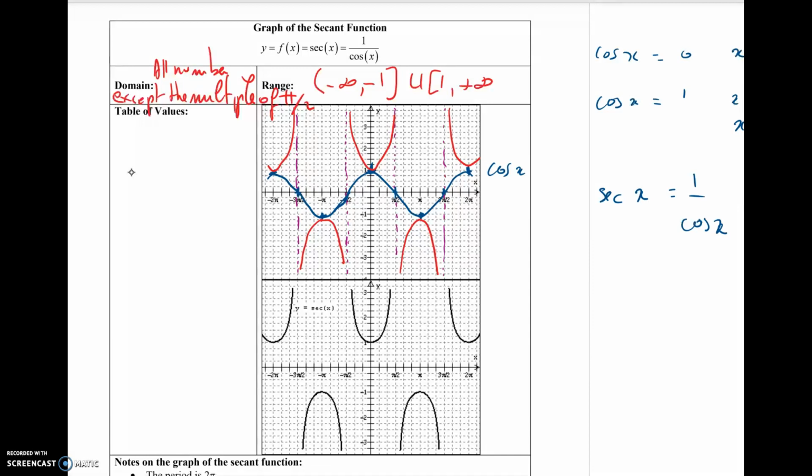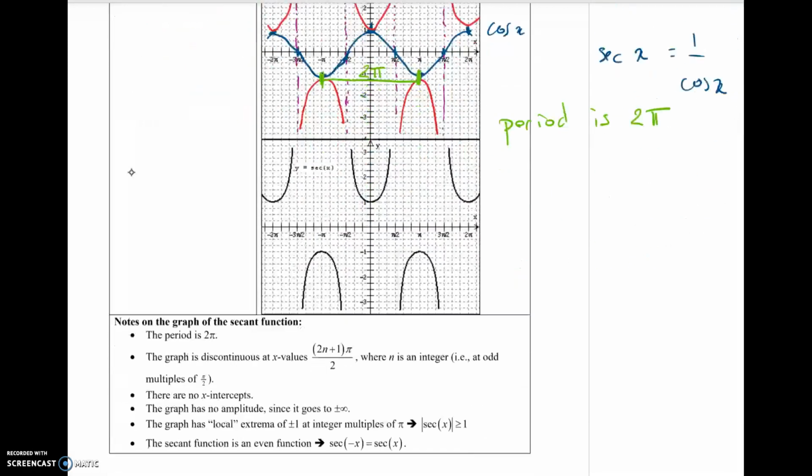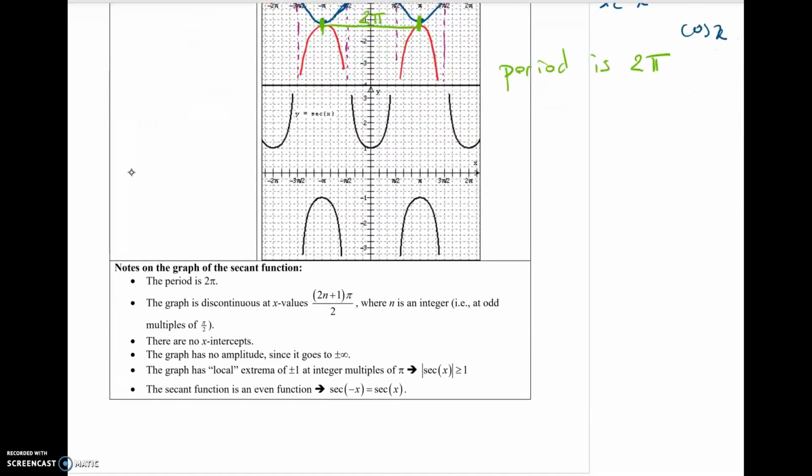If you look at it, the period is 2 pi, and the graph is discontinuous. Again, you don't really need to remember that. There are no intercepts with the x-axis, and that is because we are dealing with a fraction, and so the denominator cannot be equal to 0. Please try to look over that and try to remember that.